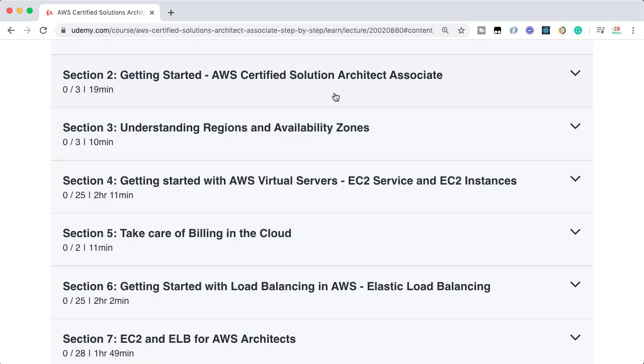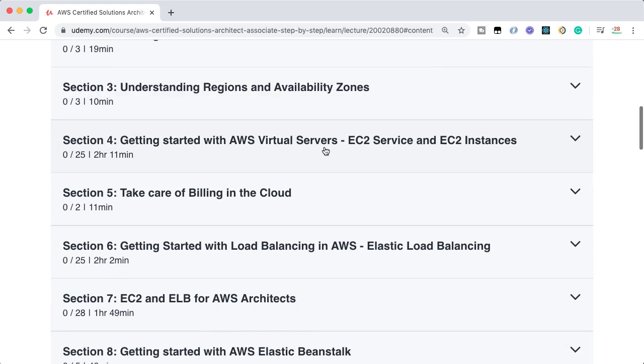In section 2, we will get started with setting up our AWS accounts. Understanding regions and availability zones is very important to create highly available architectures. In section 3, you will understand the basics of regions and availability zones. And starting section 4, we will explore the different compute options that are present in AWS in depth. In section 4, we will see how you can create virtual servers with EC2, Elastic Compute Cloud.